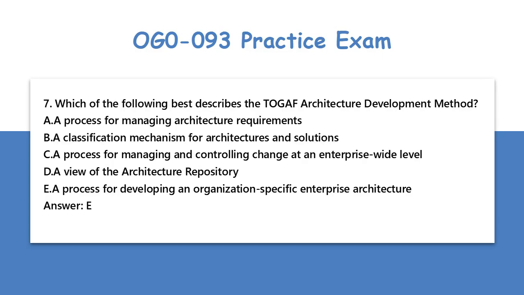7. Which of the following best describes the TOGAF architecture development method? A. A process for managing architecture requirements. B. A classification mechanism for architectures and solutions. C. A process for managing and controlling change at an enterprise-wide level. D. A view of the architecture repository. E. A process for developing an organization-specific enterprise architecture.